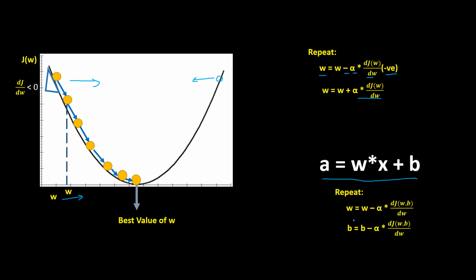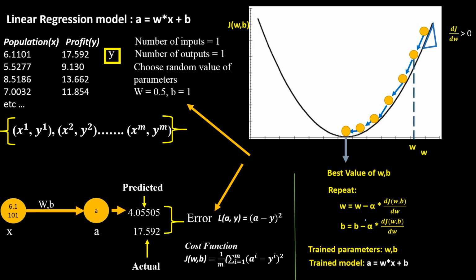So we are going to repeat this for both W and B till we get the best value for W and B. So this summarizes the gradient descent. And I hope you got the idea whether you are in positive or negative, the formula remains the same. So let me refresh it once again.